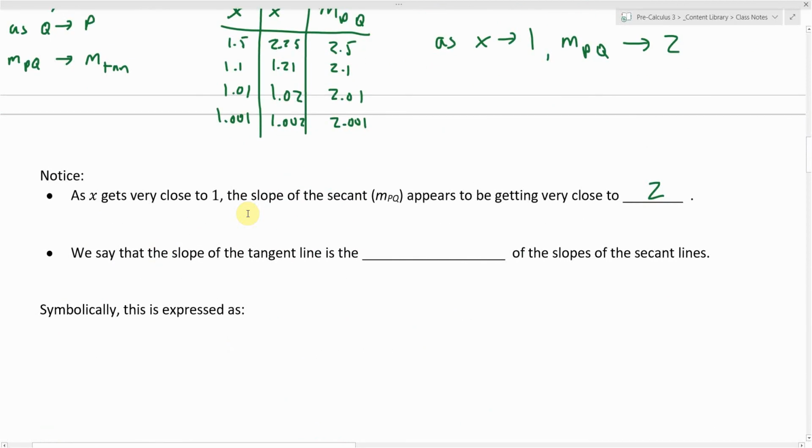And so if the slope of the secant line is getting really, really close to 2, we're going to go ahead and say that the slope of the tangent line is, in fact, the limit of these slopes. And what we mean by limit is the value that they are going closer to. So what we can say is that the limit, we're going to talk more about the notation of limits, but the limit as that point Q gets really close to P, the limit of the slope of PQ is exactly equal to the slope of the tangent.